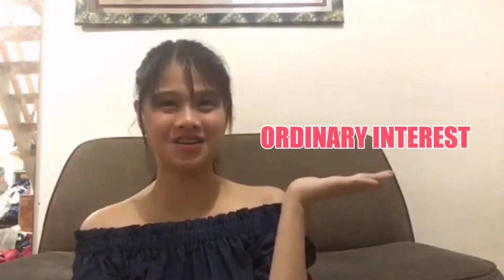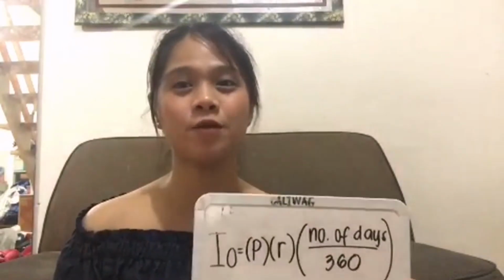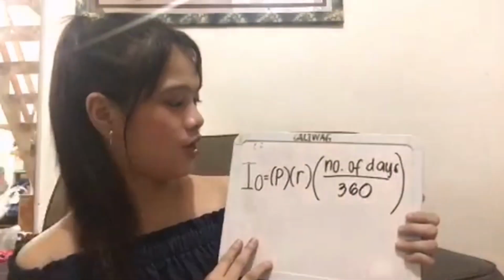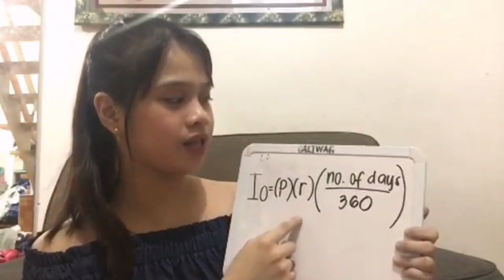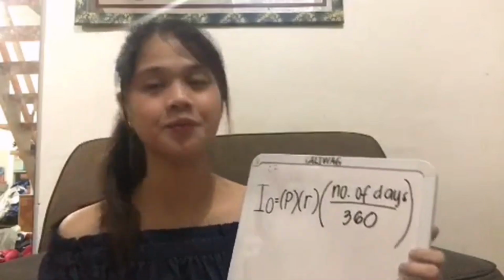That's all. Hi guys, and today I am going to discuss about ordinary interest. So, in ordinary interest, this is the formula that we are going to use. We have principal times rate times number of days and divided by 360. So, I will give an example problem. For example, I deposit 1,500 pesos at Metrobank and compute the ordinary interest at 50% after 150 days.